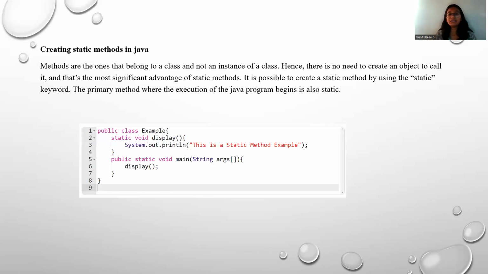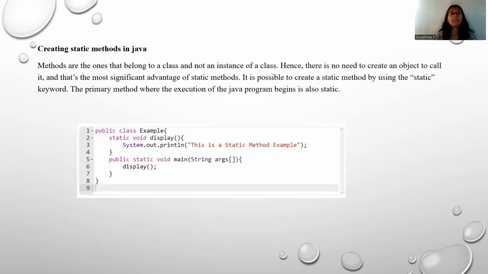So how do we create static methods in Java? Static methods belong to a class and not to an instance of a class, so there is no need to create an object to call them. That is the most significant advantage of a static method. It is only possible to create a static method by using the static keyword. The main method, where the execution of the Java program begins, is also static. Here is a demonstration to show how to create a static method in Java.